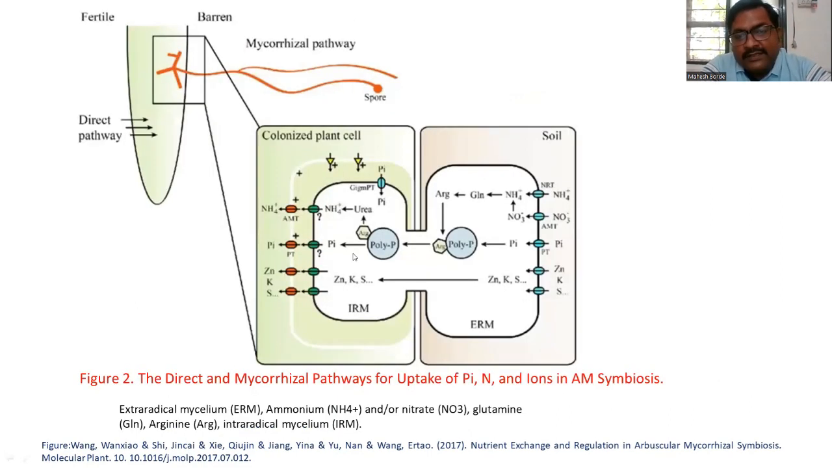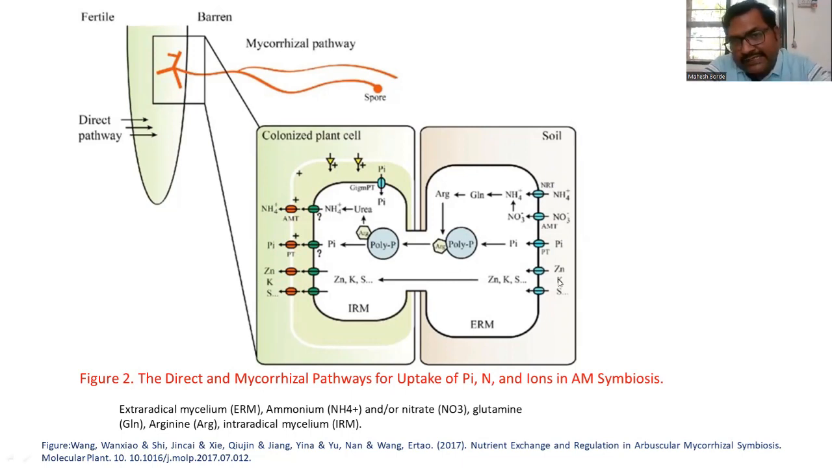Now, second will be the turn of the fungus: how the fungus gives nutrients to the plant. So you can see, the first one is a colonized plant cell. This one is the external hyphae, which is growing within the soil. On the hyphae, there are some transporters present, like NRT1, AMT1, that is nitrate transporter, ammonia transporter, phosphate transporter, zinc, potassium and sulfur transporters.